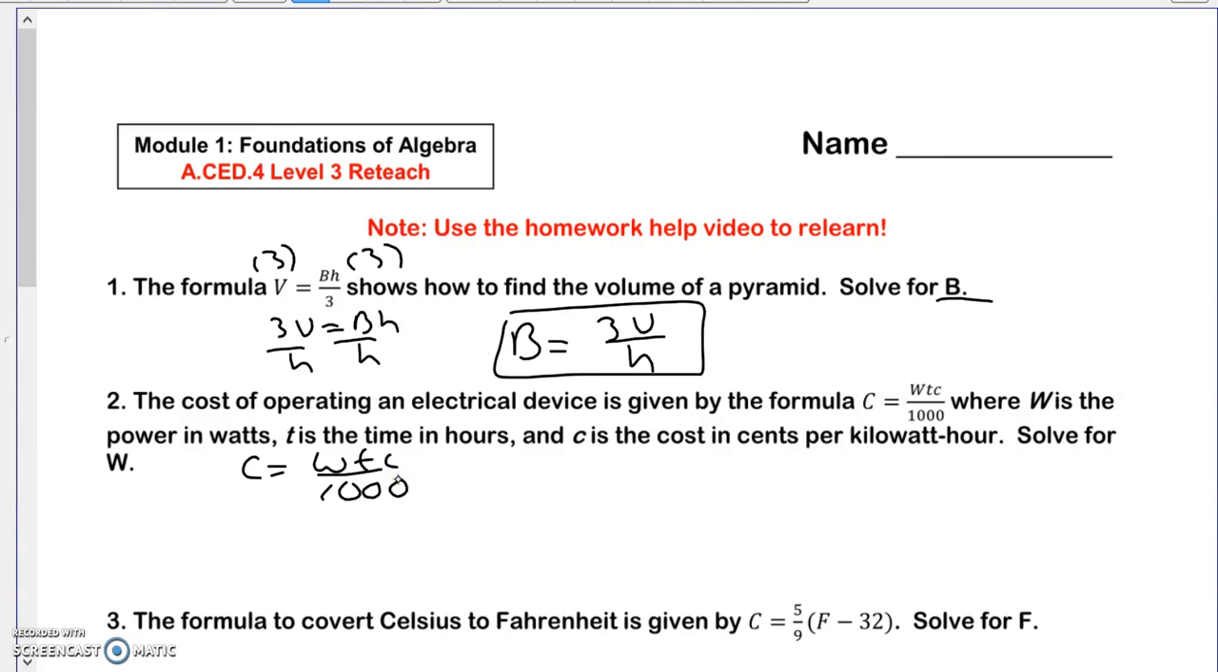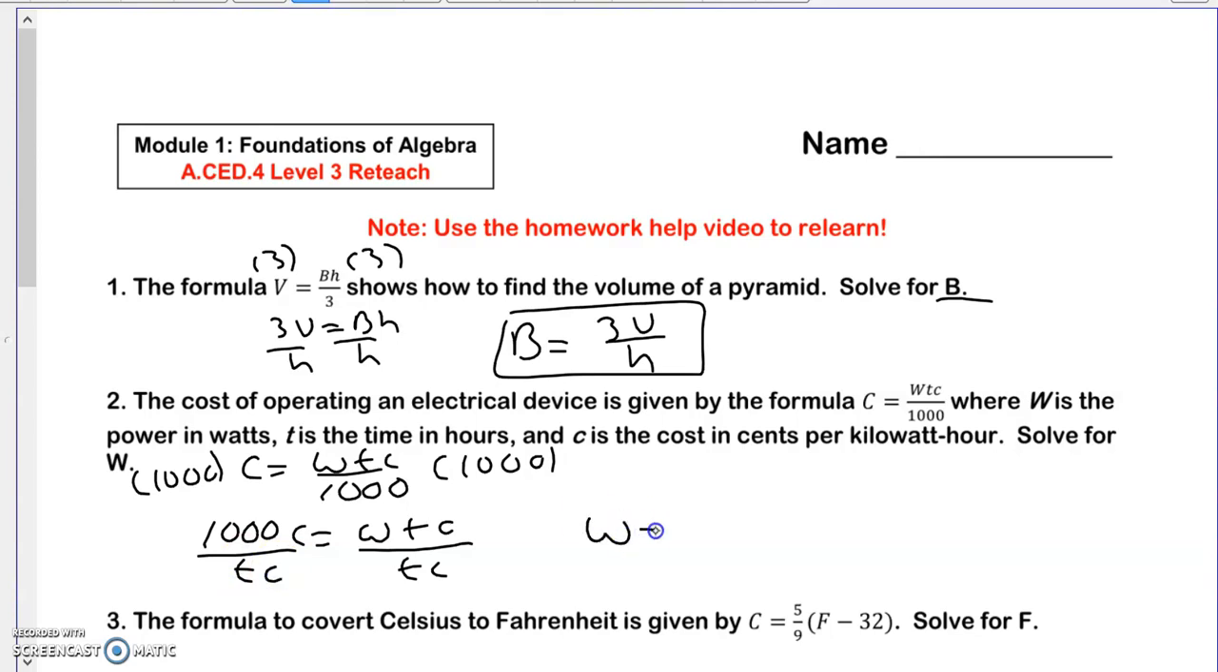Then I know I need to get rid of that 1,000. So I'm going to multiply each side by 1,000. So I get 1,000 C equals WTC. And then I'm going to divide by TC. And my answer would be W equals 1,000 big C over TC, the little c.